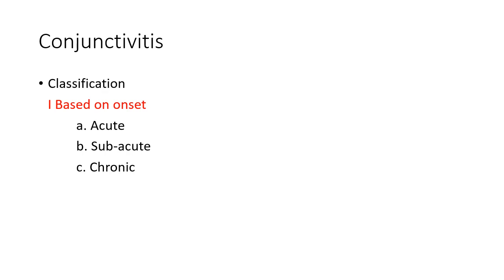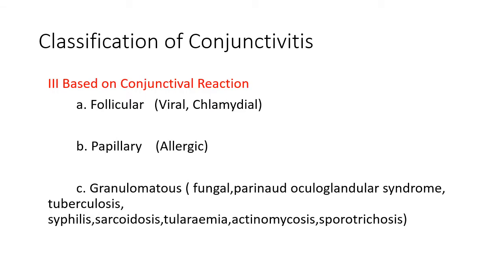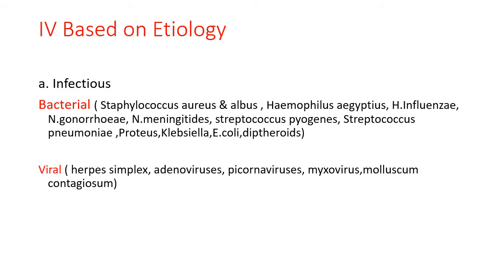For the classification, here is a question of 6 marks for you. Describe or write down the classification of conjunctivitis. You have to mention that it is based on the onset, type of exudate, conjunctival reaction, and etiology.